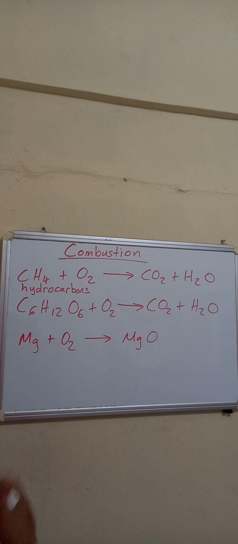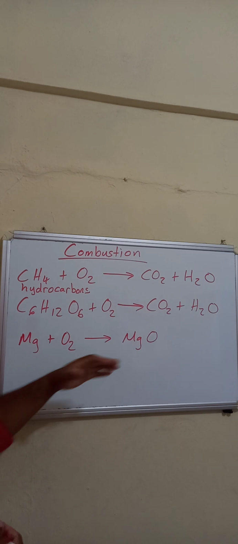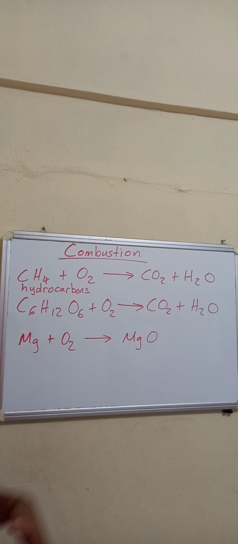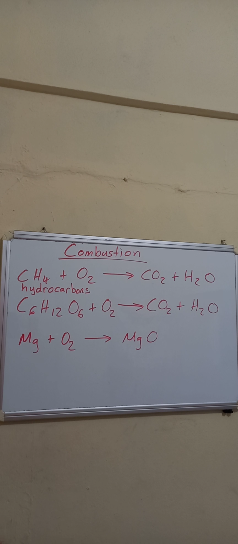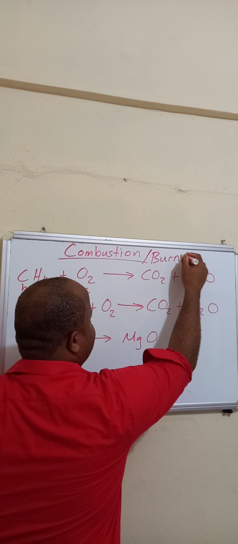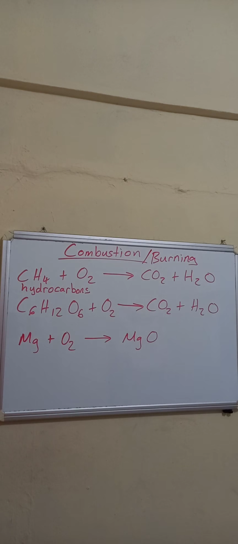And when you react metals with oxygen, when you burn them, you get the metal oxide. So combustion, if it's a hydrocarbon, you get carbon dioxide and water. But for the metal with the oxygen, you get the metal oxide. Alright? So with combustion, you are reacting a substance with oxygen. So you are burning the substance in air. So combustion, basically burning. Alright? So that's the final reaction.